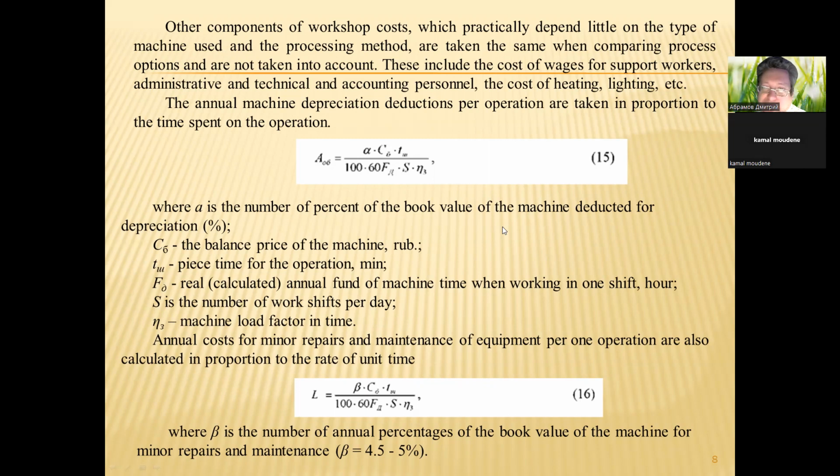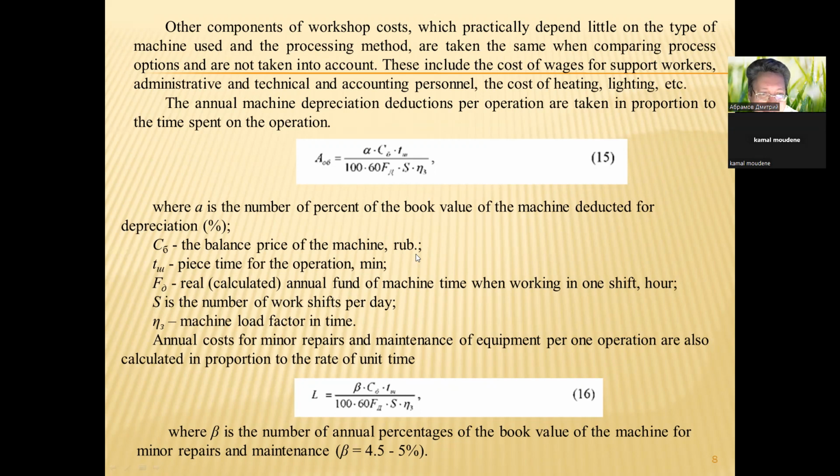The annual machine depreciation deduction per operation is taken in proportion to the time spent on the operation. We use formula 15. In this formula, small a is the number of percent of the book value of the machine deducted for depreciation.